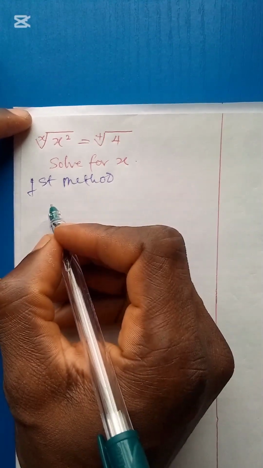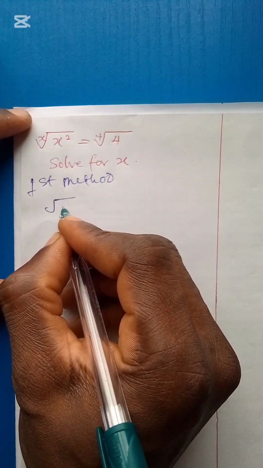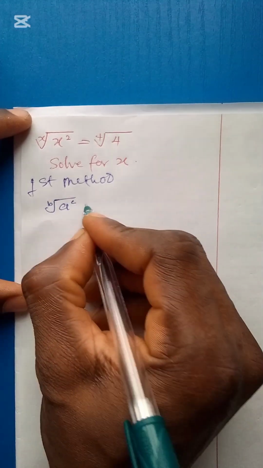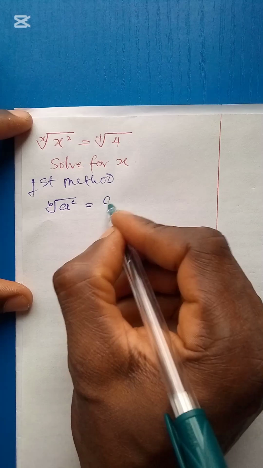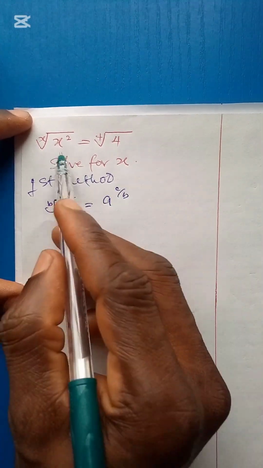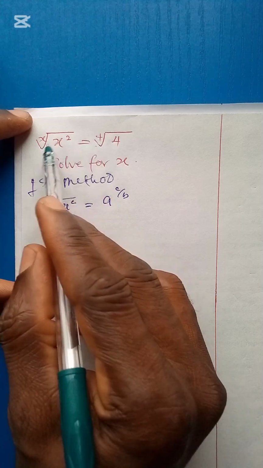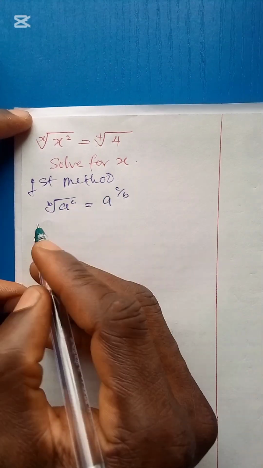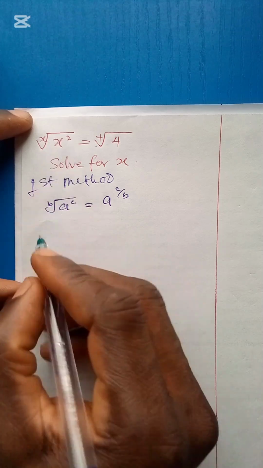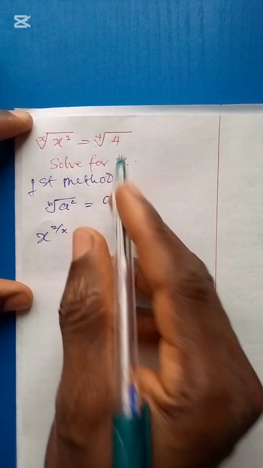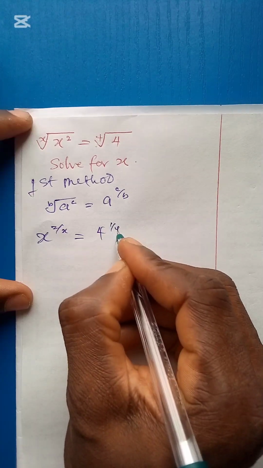First, we know that if we have a problem like this, a and here is b, and let's say here is c, it can be written as a raised to power c over b. So I'm going to convert these terms in both the left and right hand side of the equation, applying this. That becomes x raised to power 2 over x is equal to 4 raised to power 1 over 4.